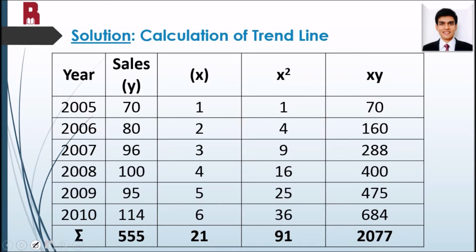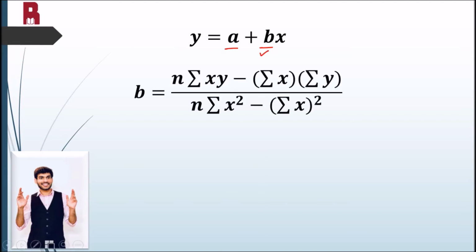Now the next part, we have the regression line as y is equal to a plus bx. This is our trend line. What we will need to do is first calculate the values of a and b. So starting with b is equal to n summation xy minus summation x into summation y divided by n summation x square minus summation x the whole square.